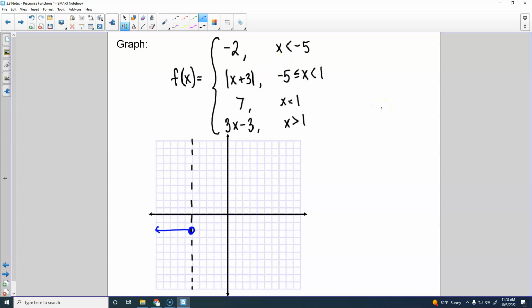Okay, my next graph is an absolute value. It has been moved to the left 3. So absolute value is that V-shaped graph. We're going to move it to the left 3, so where it normally touches at 0, 0, that would be moved to the left 3. And I'm going to draw the whole graph, but we're not going to need the whole graph.